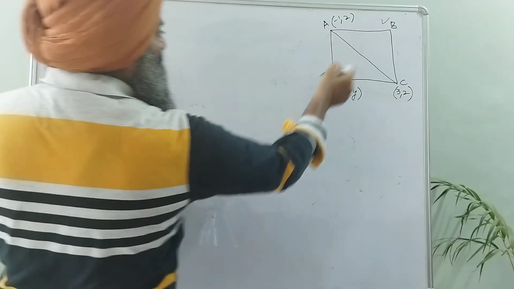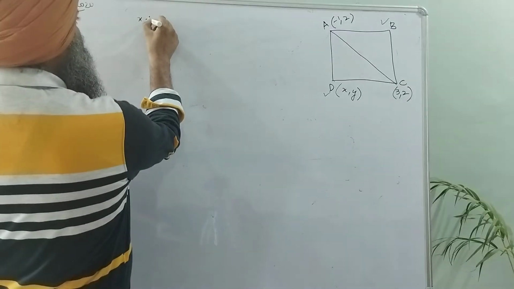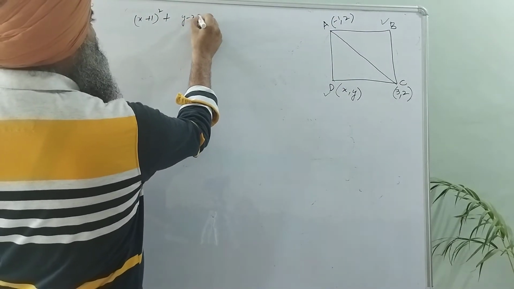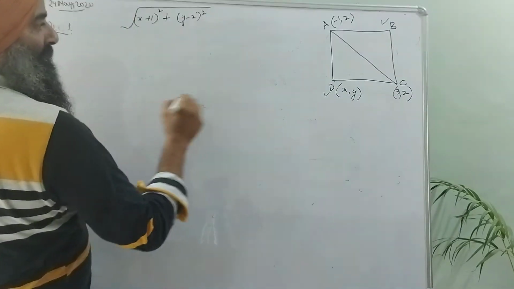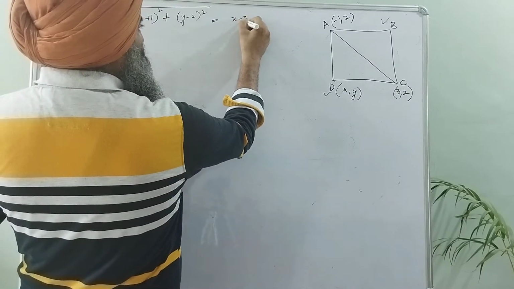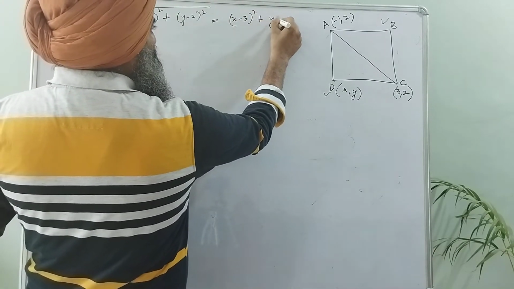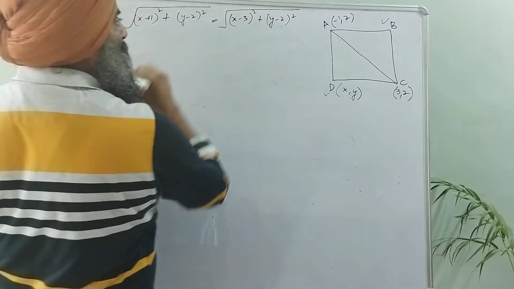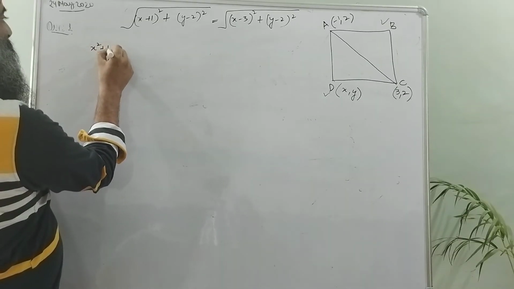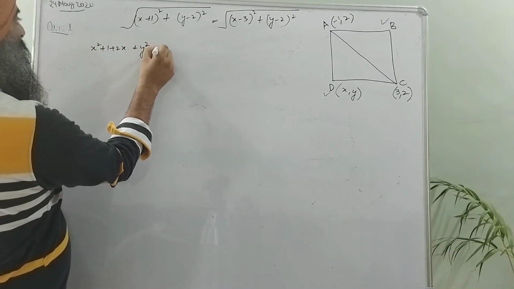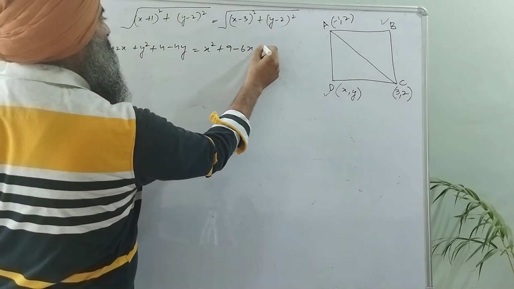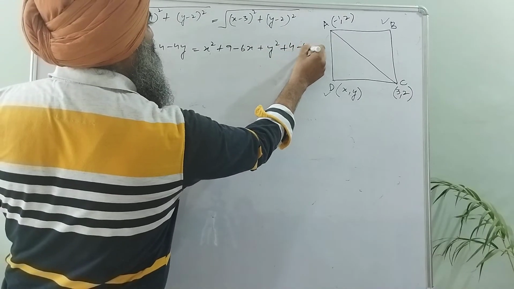So what is AD? AD will be x plus 1 whole square plus y minus 2 whole square under root. This is AD. This is equal to DC. What is DC? Difference of abscissa whole square plus difference of ordinates whole square. Squaring both sides and solving this, you will get x square plus 1 plus 2x plus y square plus 4 minus 4y is equal to x square plus 9 minus 6x plus y square plus 4 minus 4y.